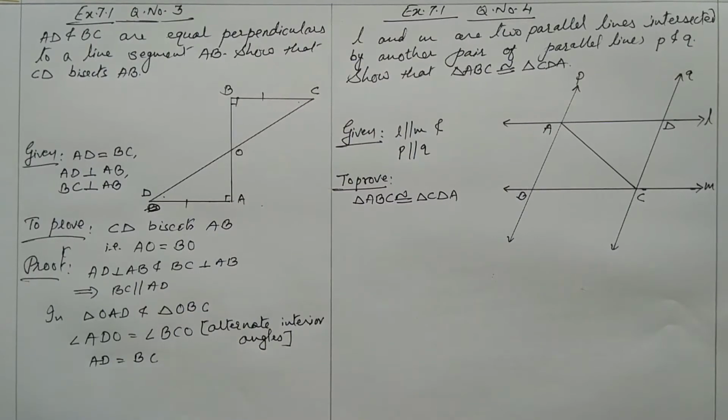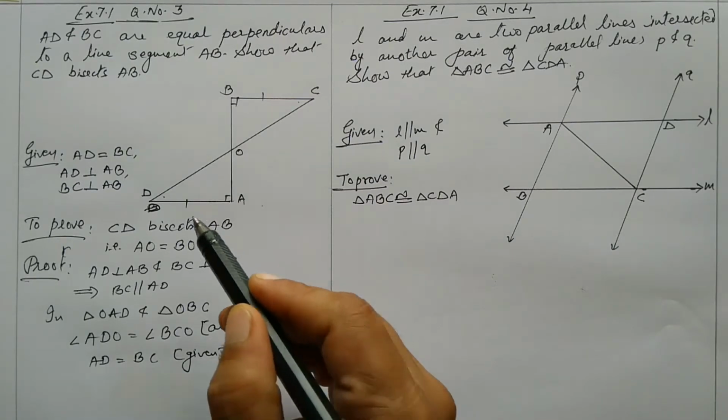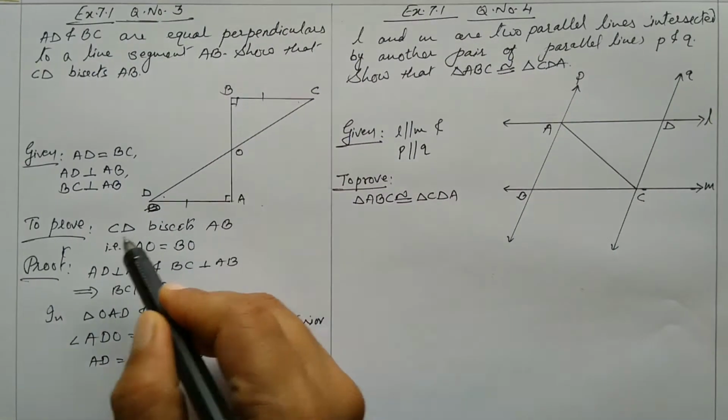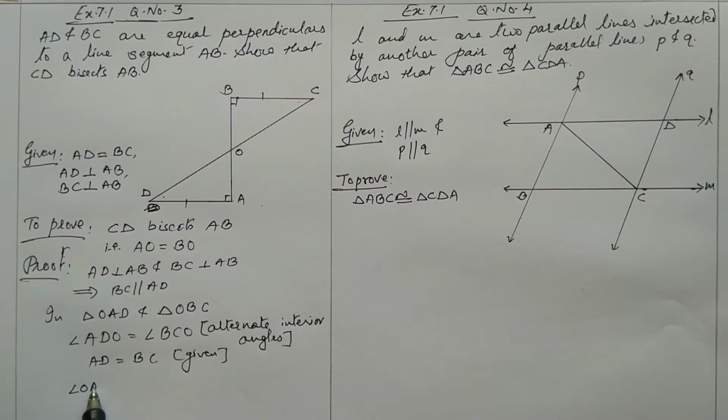What about AD is equal to BC? AD is equal to BC. This is given to us. Okay, and angle OAD is equal to angle OBC. Reason, each 90 degrees. Therefore triangle OAD is congruent to triangle OBC by which rule? Angle side angle. So you can write by angle side angle rule.